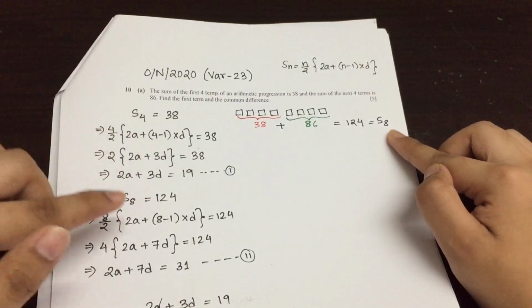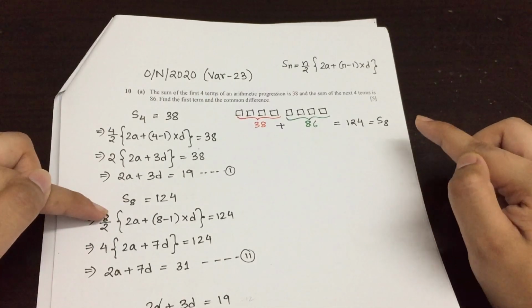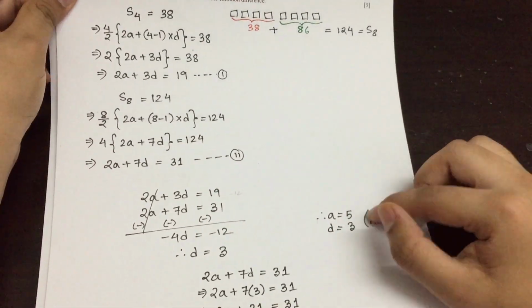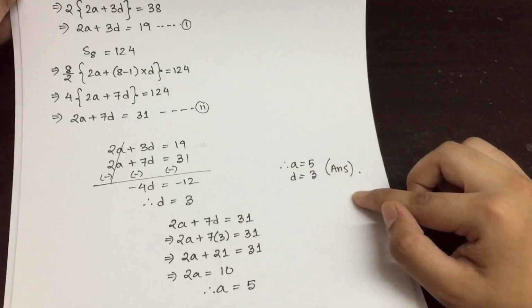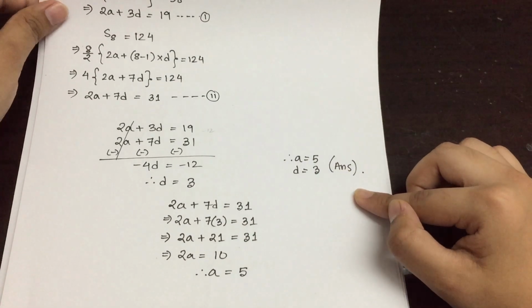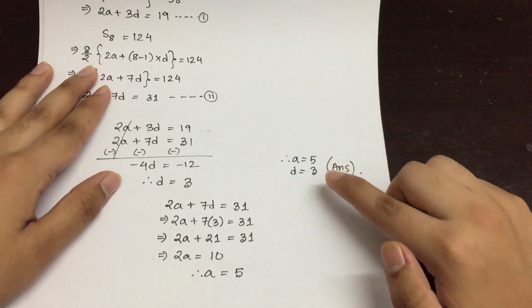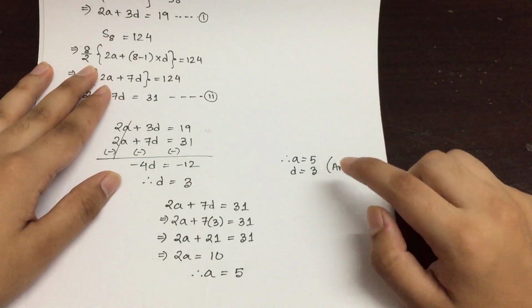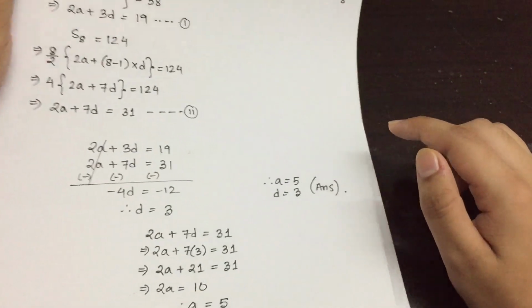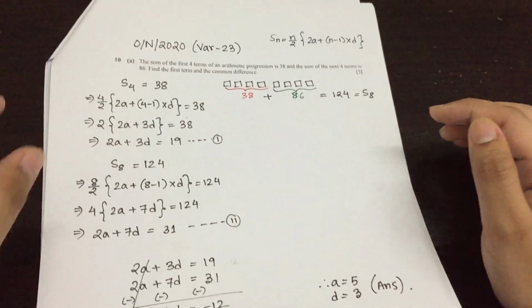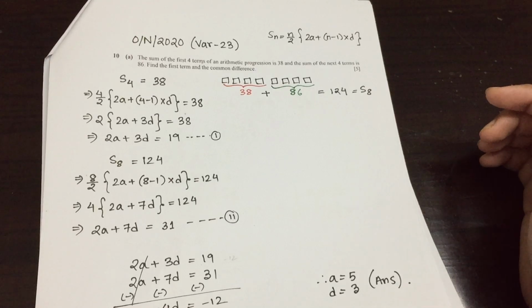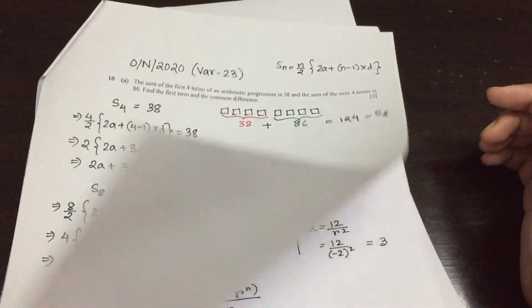This is S4 equals to 38 and S8 equals to 124. So we got two equations, then you simultaneously solve them, or you can do your elimination method. I used the elimination method here, and I got A5 and D3. So this was the sum. Let's move on to the next one.